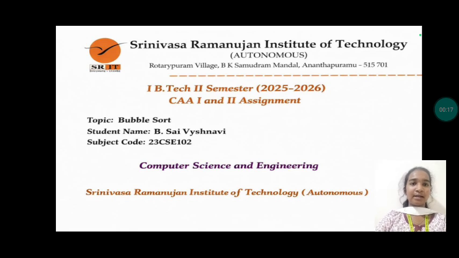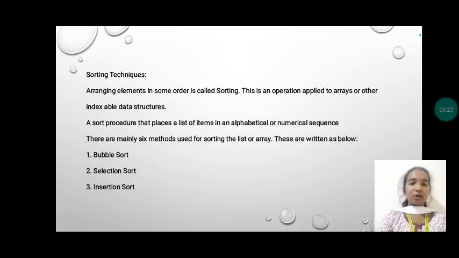Today my video presentation is about bubble sort with an example. Sorting techniques: arranging elements in some order is called sorting. This is an operation applied to arrays or other indexable data structures. A sort procedure places a list of items in an alphabetical or numerical sequence.